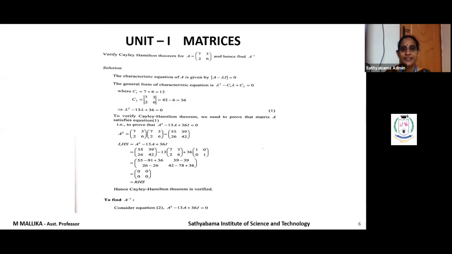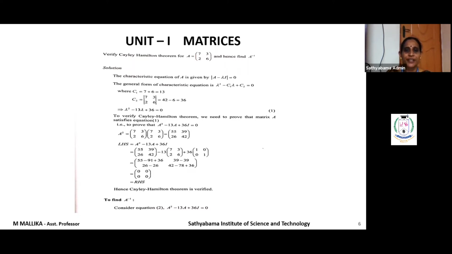Right. This is another example where I have verified the Cayley-Hamilton theorem for a 2 by 2 matrix. So the procedure is exactly the same. The only thing is the general form will be a second degree equation, and use the corresponding results. What is C1? What is C2? Then find the characteristic equation. After finding the characteristic equation, you have to verify the Cayley-Hamilton theorem. Just now how we have proved for a 3 by 3 matrix, in the same manner, you have to proceed for a 2 by 2 matrix also. First verify the Cayley-Hamilton theorem. Then for finding A inverse, you have to multiply by A inverse.